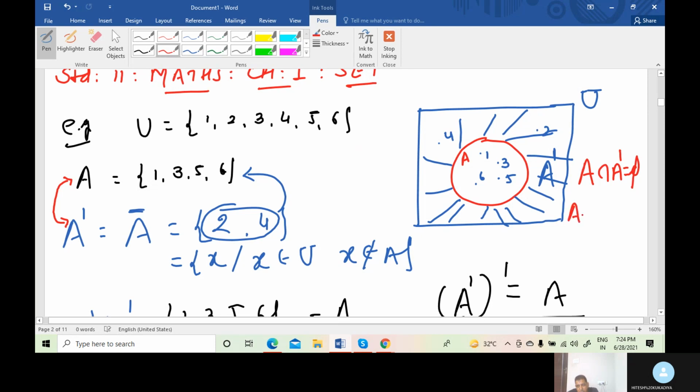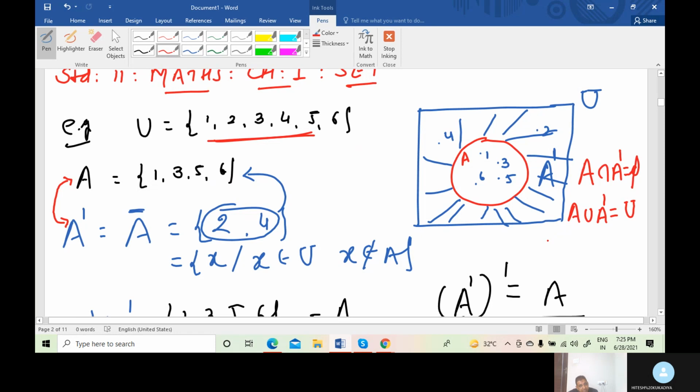Now the union of these two sets, A union A dash. Write all the elements: 1, 2, 3, 4, 5, 6. This is the universal set. So A union A dash is always the universal set. Clear? This is the most important property of the complement of a set. Is that clear, students? Okay.